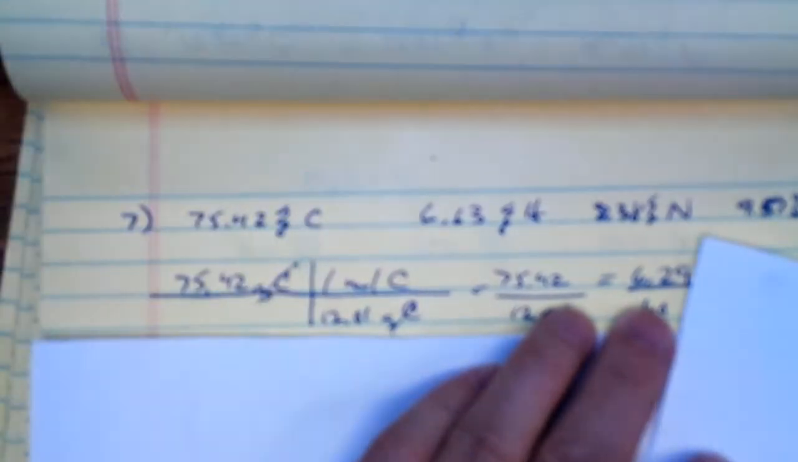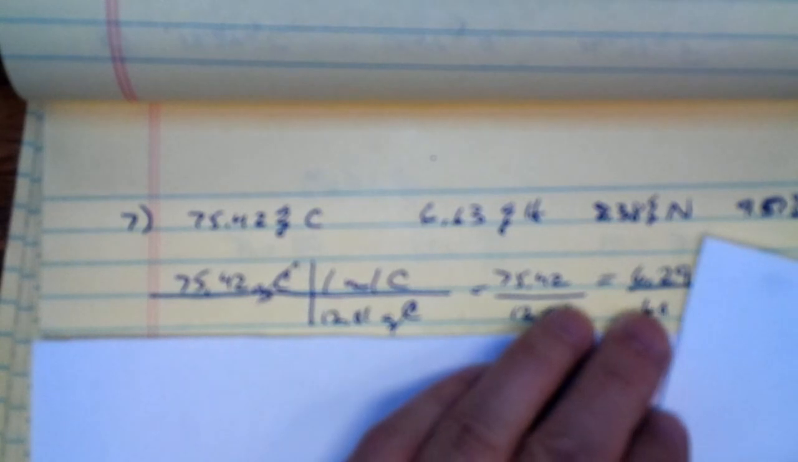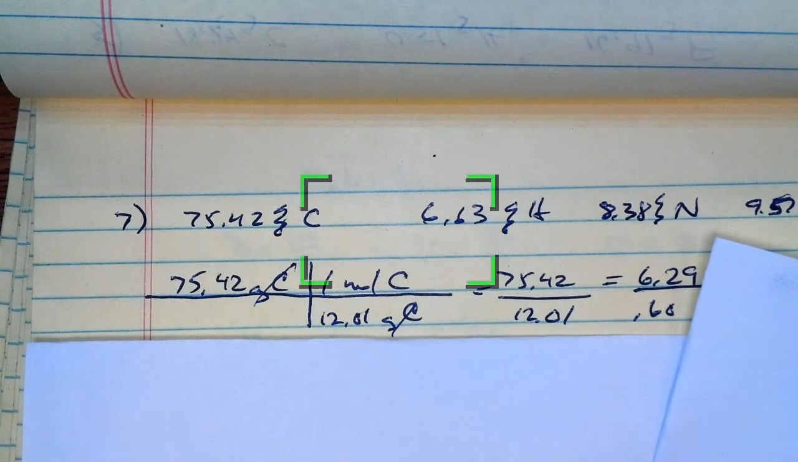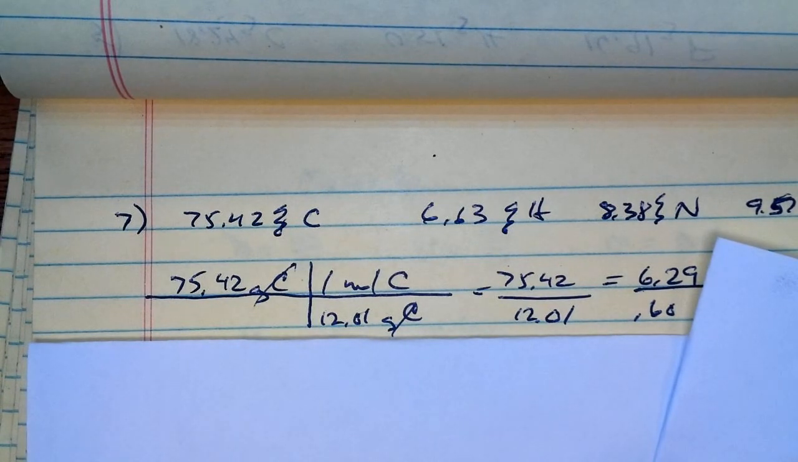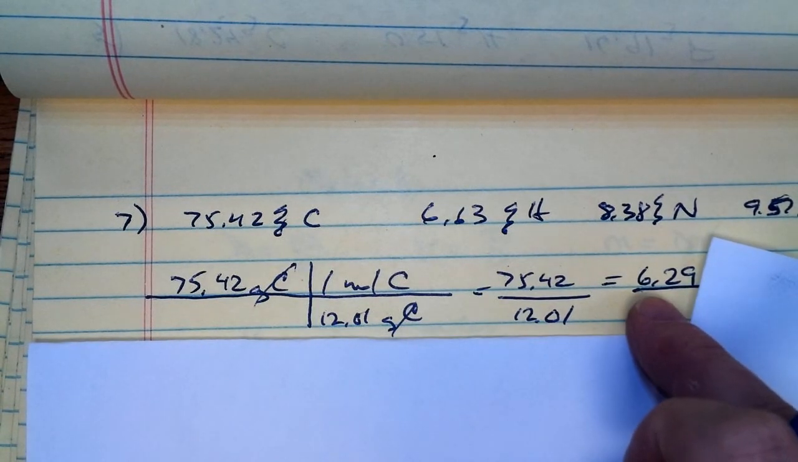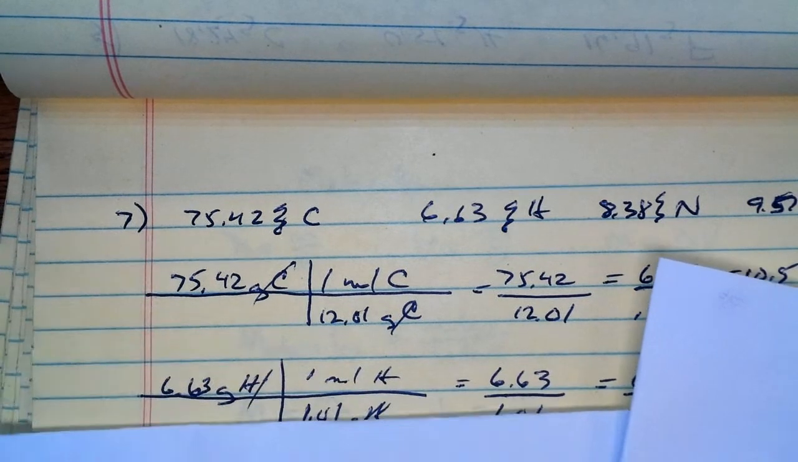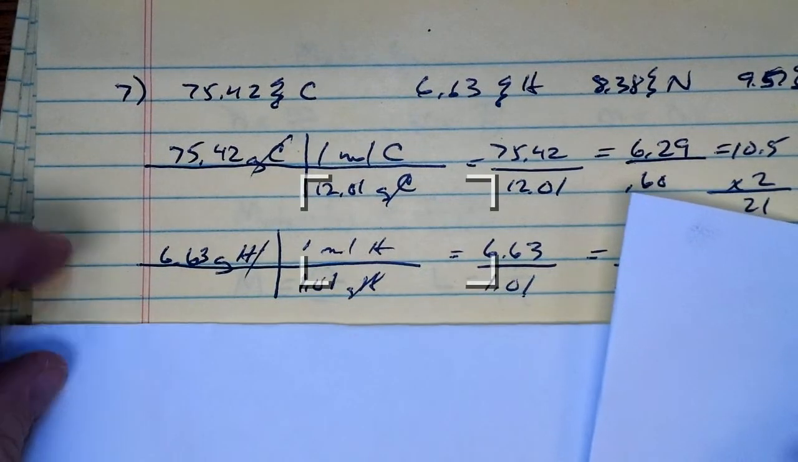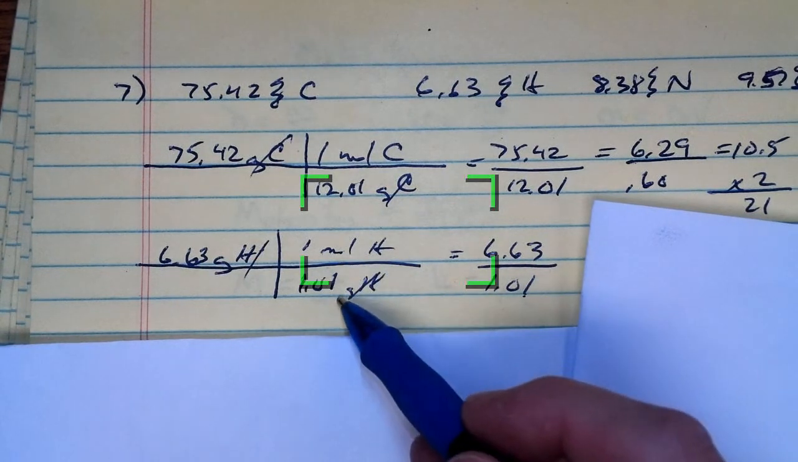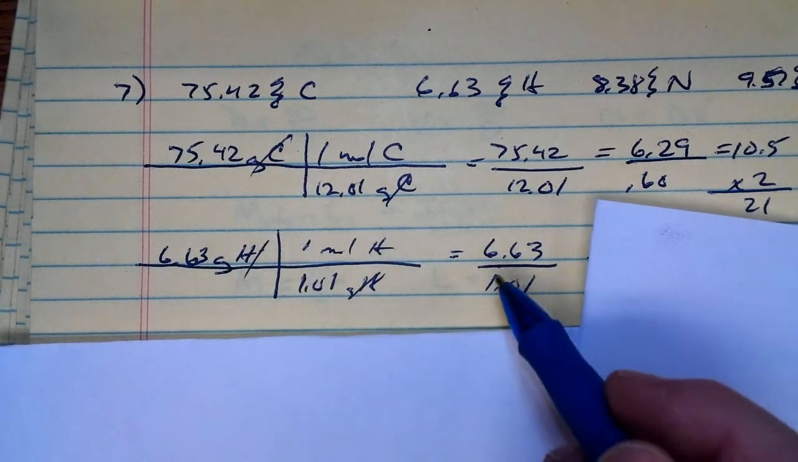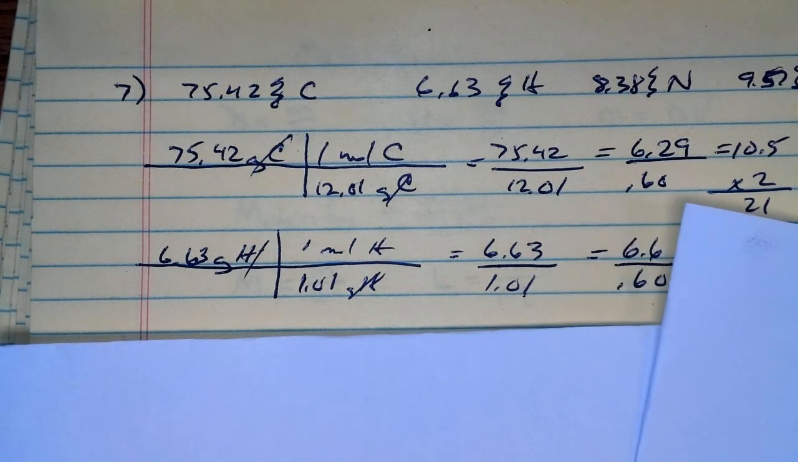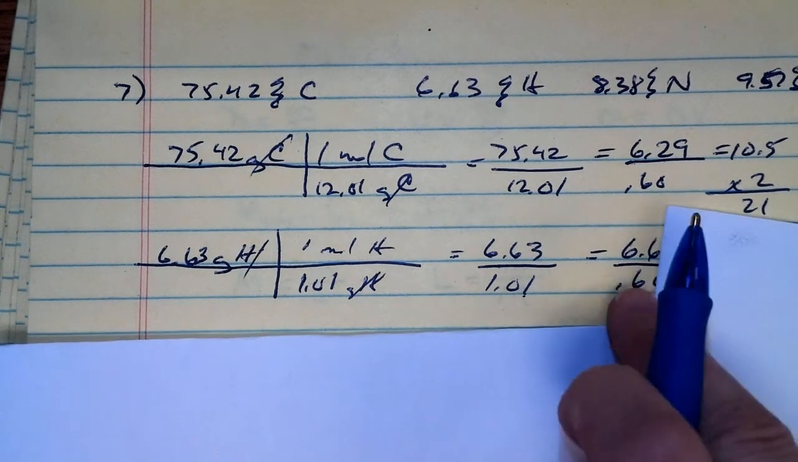Let me focus this. Let's try it again. Okay, there it goes. So we get 6.229, and don't write anything else down yet. We'll come back to this. And you do the same thing for hydrogen. You go to the periodic table. One step stoichiometry problem. Pull your numbers over. And we get 6.6.